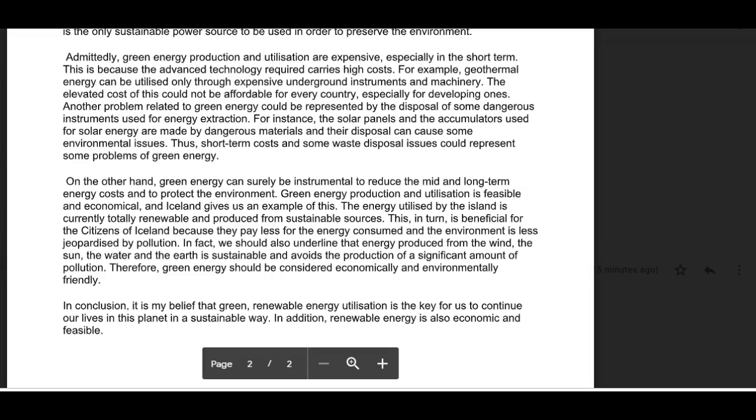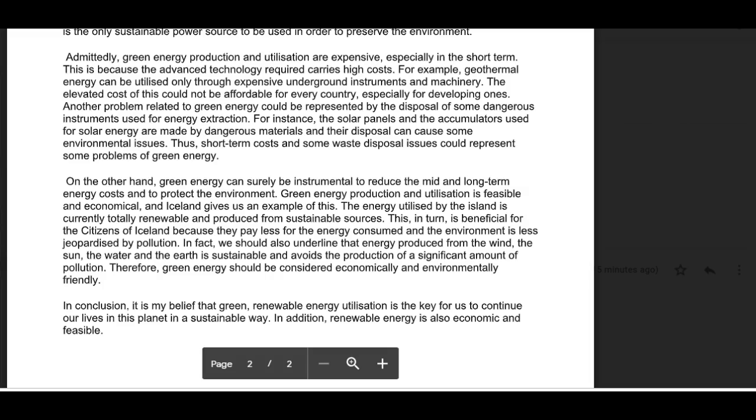Another problem related to green energy could be represented by the disposal of some dangerous instruments used for energy extraction. For instance, the solar panels and the accumulators used for solar energy are made by dangerous materials, and their disposal can cause some environmental issues. Thus, short-term costs and some waste disposals could represent some problems of green energy.